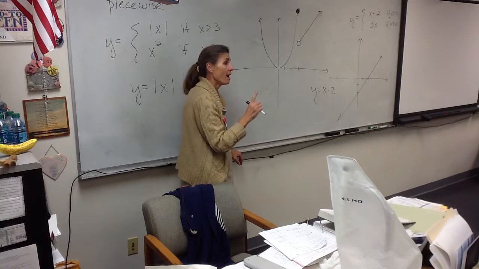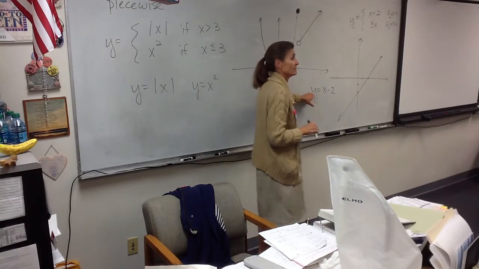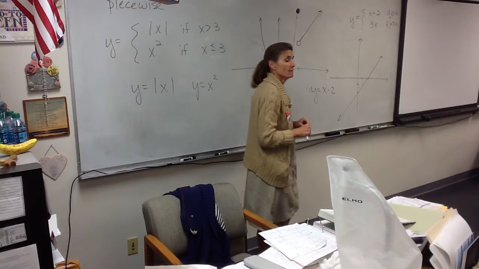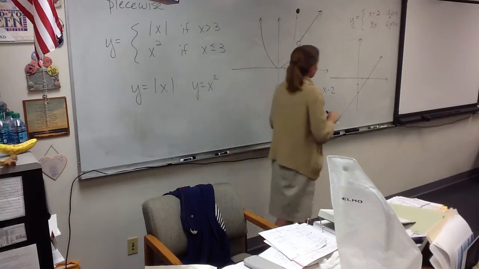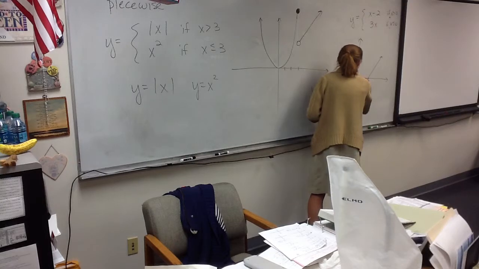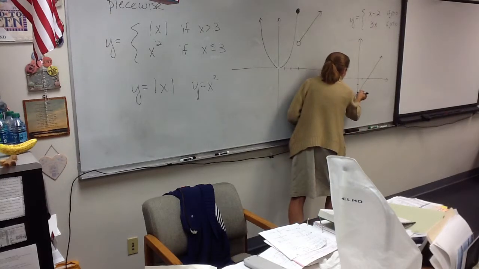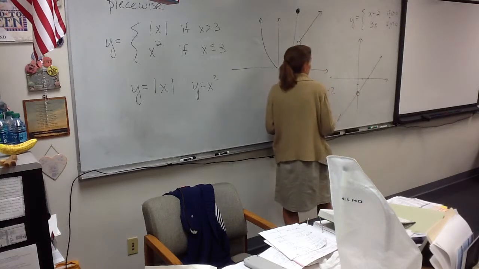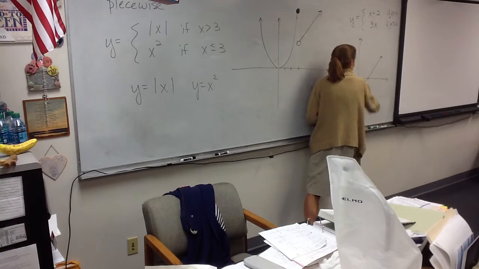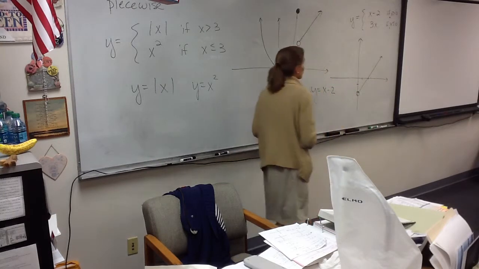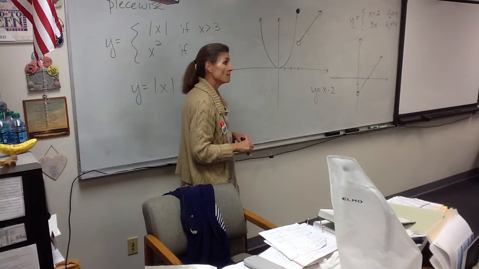Now that's the whole line. That's this whole line. What part of that line do I want? Where x is 0, this is where x is 0, right here. I want the part of it to the right. So I'm going to erase this part. Everybody good with an open dot there?